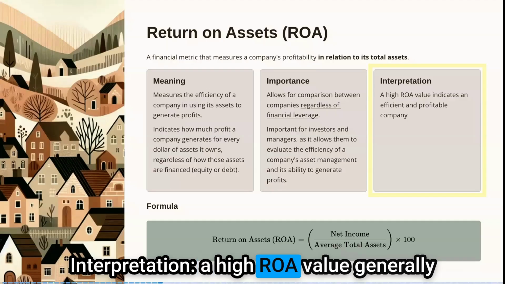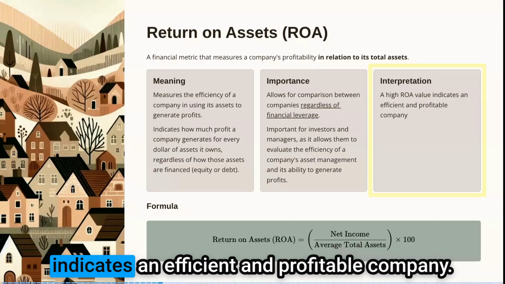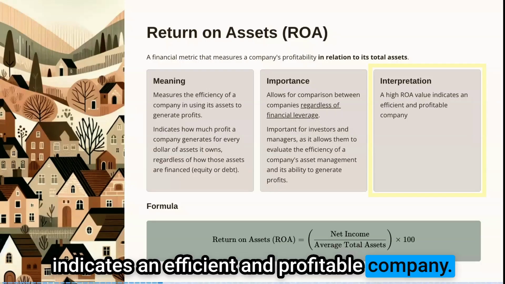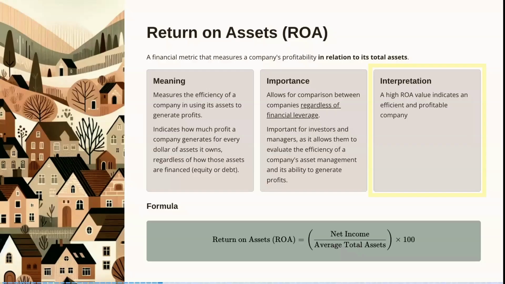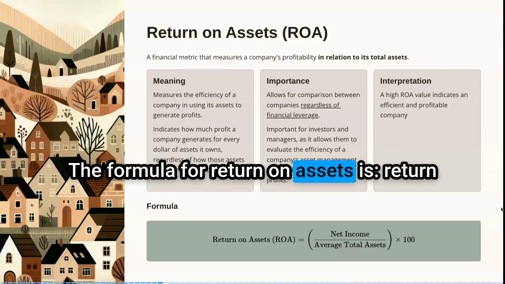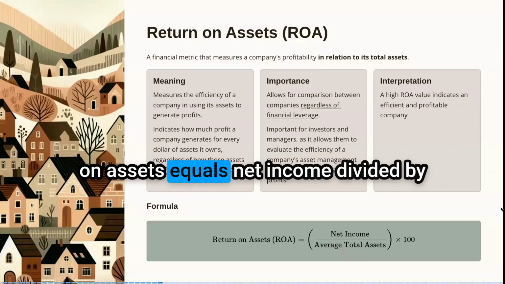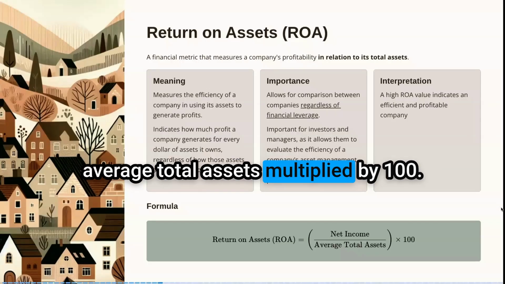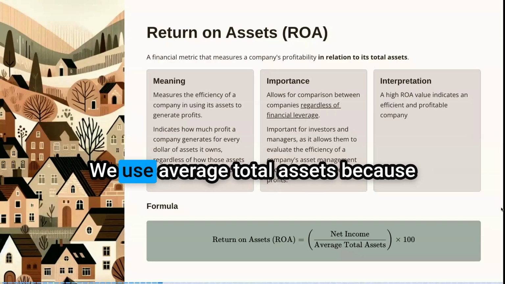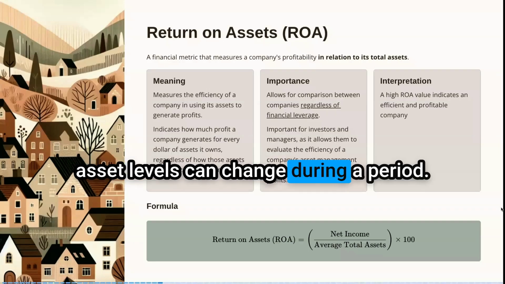Interpretation: a high ROA value generally indicates an efficient and profitable company. It means the company is doing a good job of using what it has to make money. The formula for return on assets is: ROA equals net income divided by average total assets multiplied by 100. We use average total assets because asset levels can change during a period.